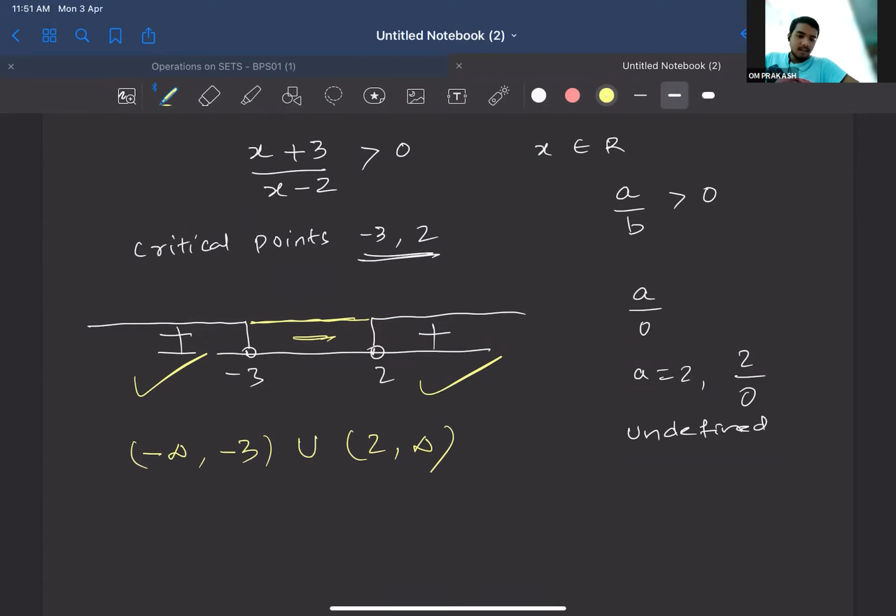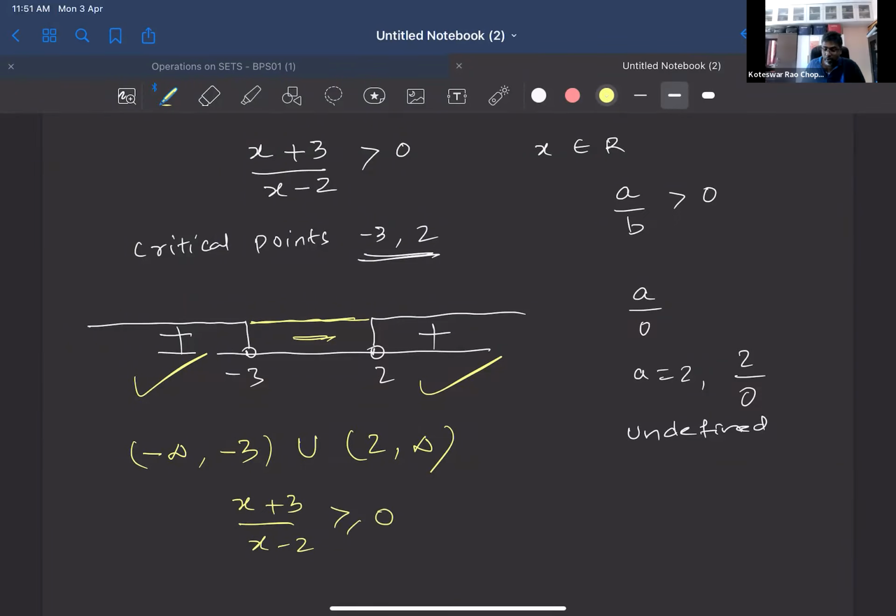Okay. Now one small change. Instead of greater than 0, if I make it greater than or equal to 0, what do you think will happen? Minus 3 and 2 will also be included. But if you include 2, what will happen? You can include minus 3, but you cannot include 2 because you still don't want your denominator to be 0. You get the point?